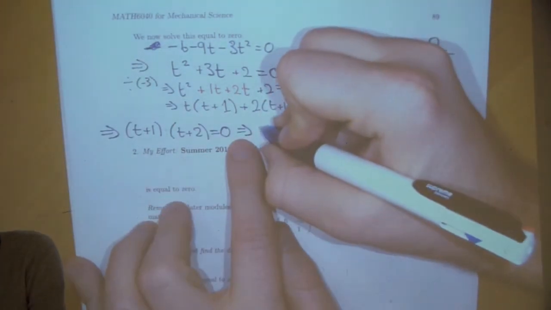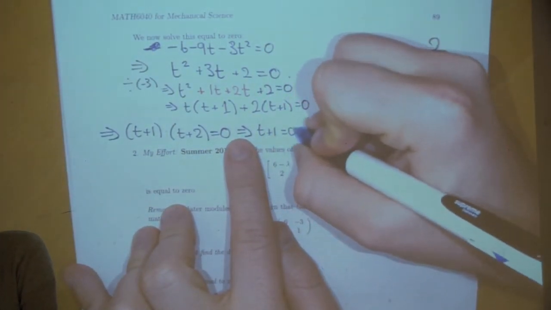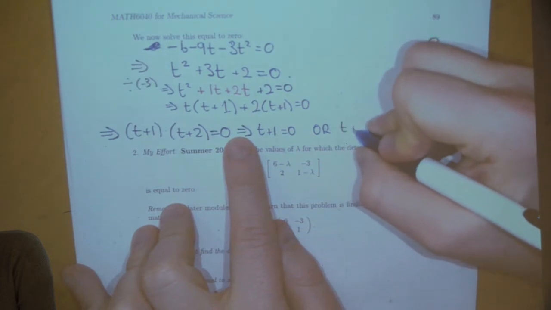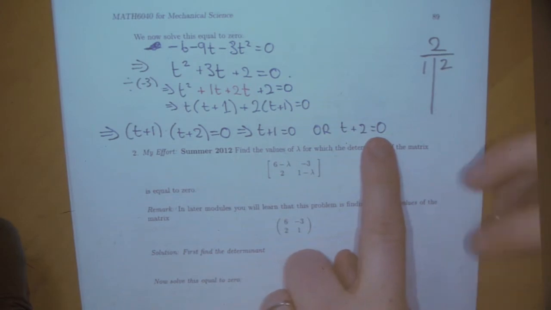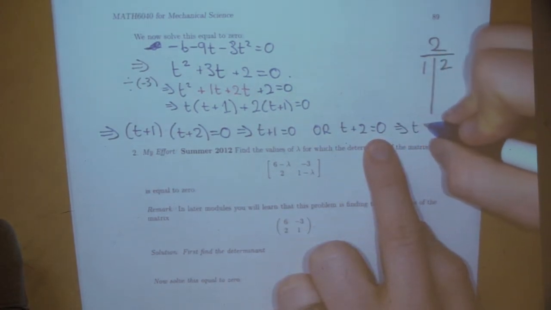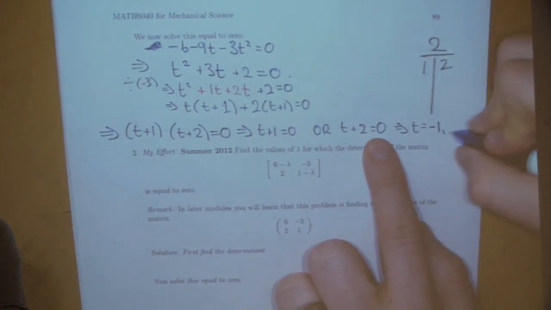So you have t plus 1 is equal to 0, or t plus 2 is equal to 0. Take away 1 from both sides, take away 2 from both sides, and you end up with two values, minus 1 and minus 2.